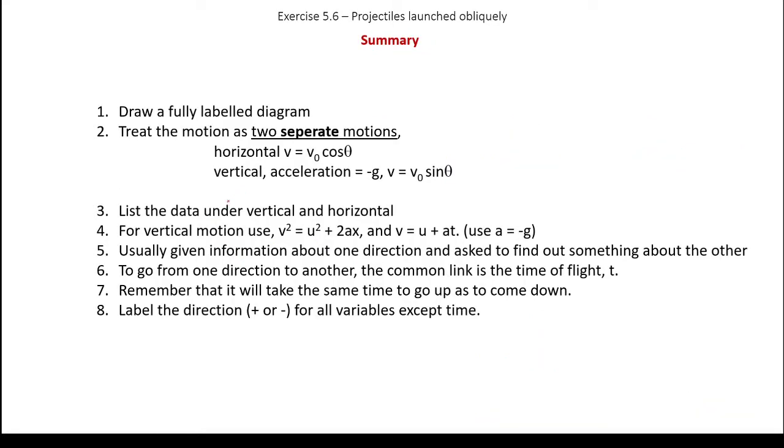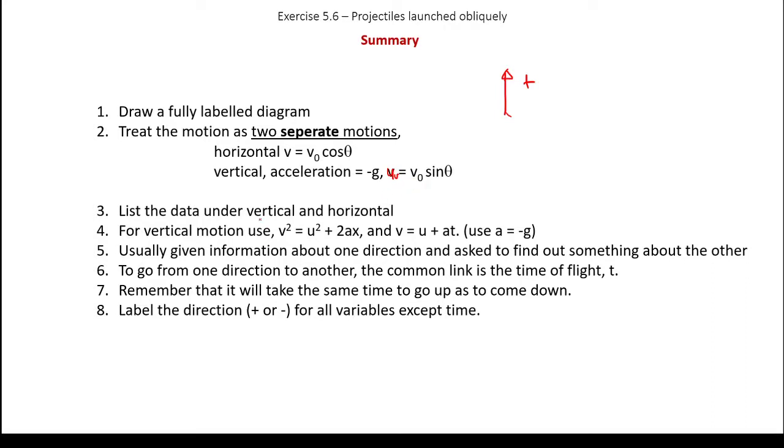So, quick summary. Draw fully labeled diagrams. Always draw fully labeled diagrams. Once we have that, we can treat the motion as two separate motions, two separate problems. The horizontal velocity is constant, v0 cos theta. The vertical is changing with an acceleration of negative g, because we generally let up be positive. And our initial vertical velocity is v0 sine theta. That's the initial, that's u.